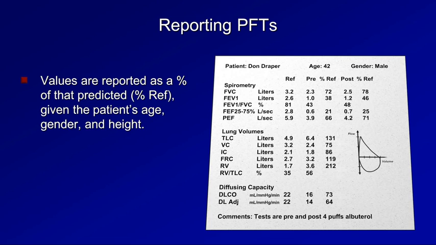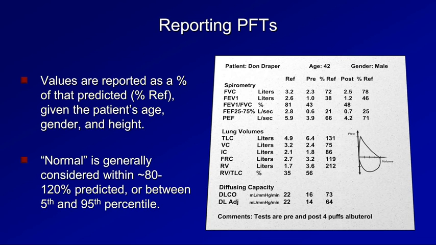age, gender, and height. What's considered normal varies a little between different physiologic parameters as well as between different PFT labs. In general, a measurement is considered normal if it falls within 80 to 120% of the value predicted for that patient, or if it falls between the 5th and the 95th percentile for patients of identical age, gender, and height. In the US, my impression is that most clinicians prefer the former definition of normal range over the latter for most parameters.